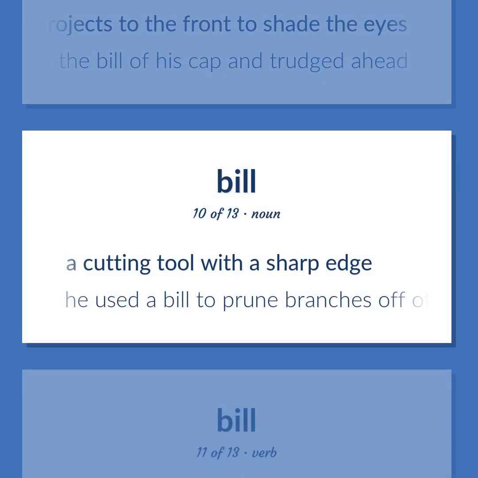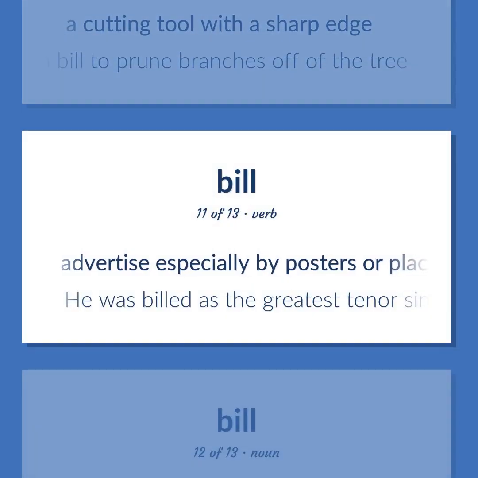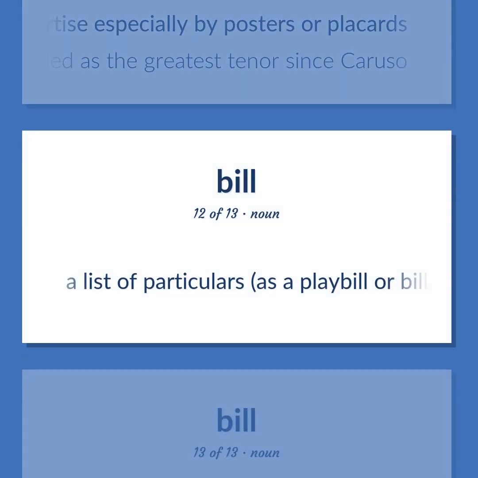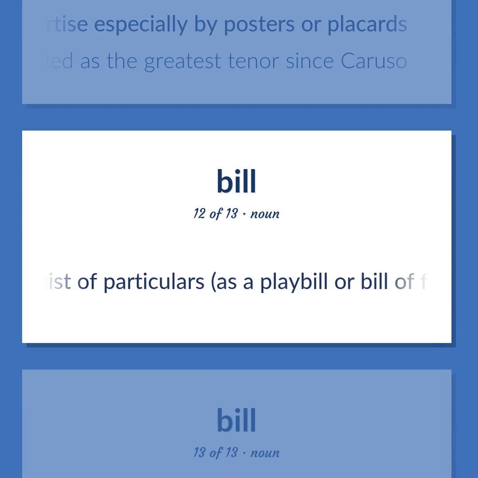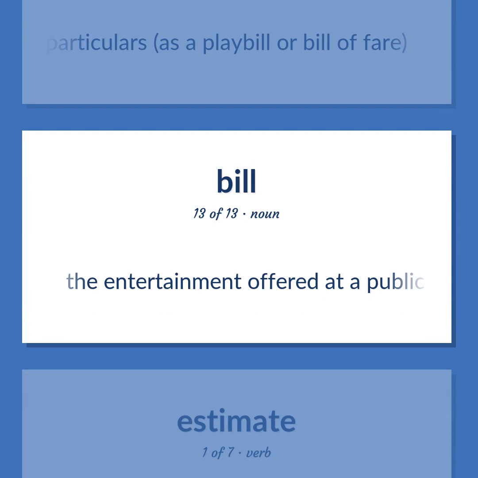A cutting tool with a sharp edge. He used a bill to prune branches off of the tree. Advertise especially by posters or placards. He was billed as the greatest tenor since Caruso. A list of particulars, as a playbill or bill of fare. The entertainment offered at a public presentation.